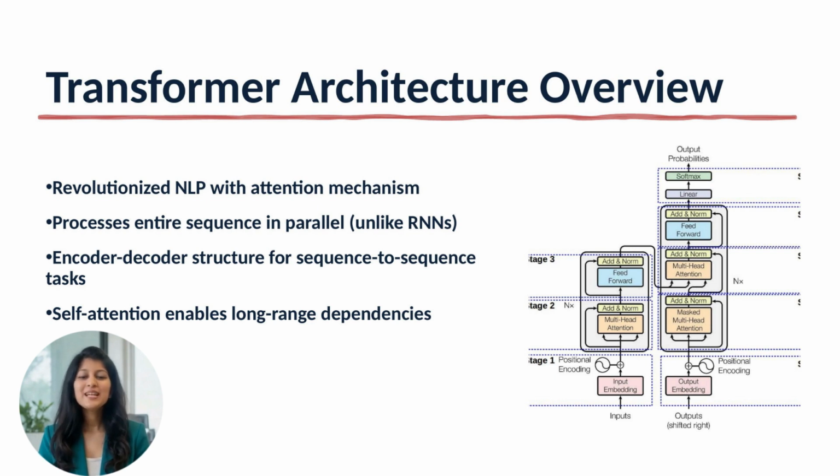Transformers became the dominant architecture in NLP. BERT uses only the encoder. GPT uses only the decoder. T5 and BART use the full encoder-decoder. The attention mechanism is so powerful it's expanding beyond NLP to vision, audio, and multimodal models.